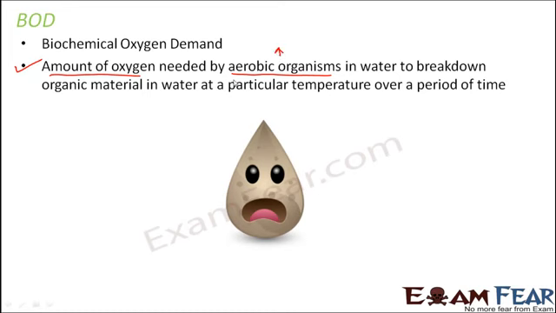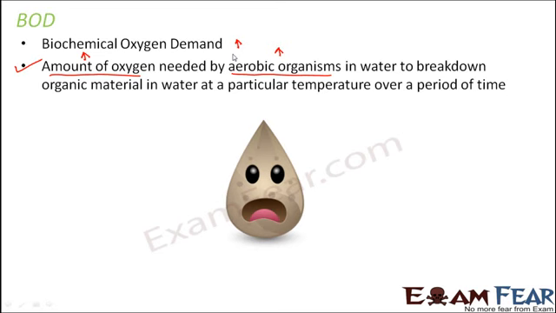So when the number of aerobic organisms is more, the amount of oxygen they need is also more, and if the amount of oxygen is more, then biochemical oxygen demand will also be more, that is, the value of BOD will be more. So what does this mean? When the value of BOD is more, that time the number of aerobic organisms is also more, and that happens when the amount of organic material is more.